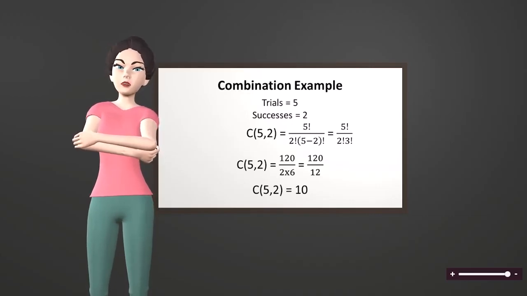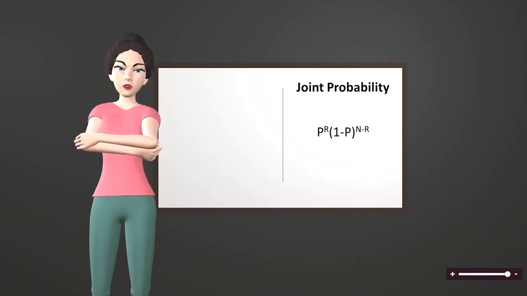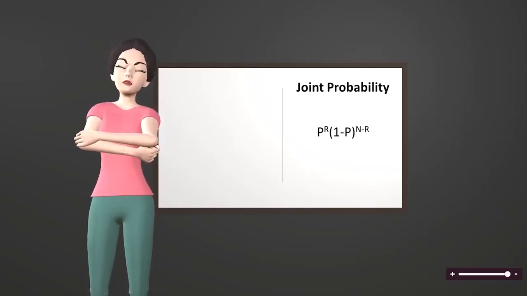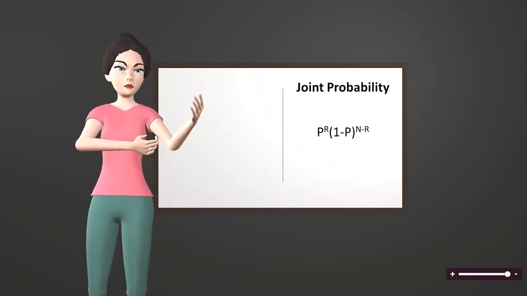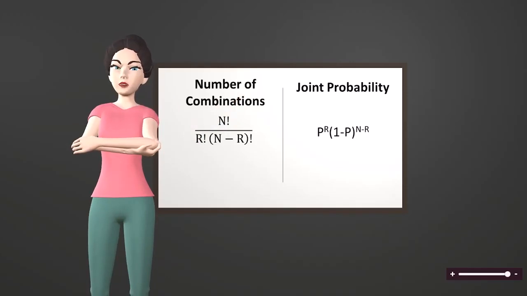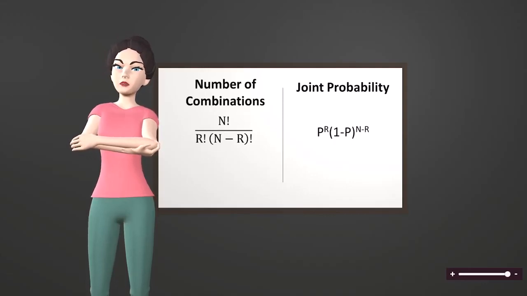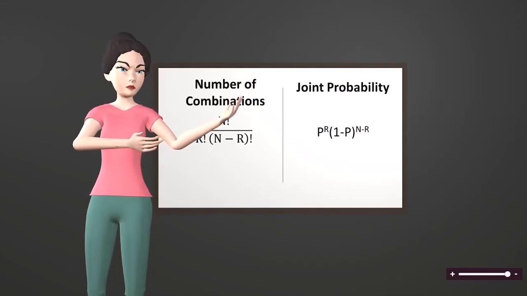Now you know how to compute the joint probability of our particular sequence that has R successes in N trials, such as failure, failure, success, failure, success, and how to compute the number of combinations in which a sequence has R successes in N trials, such as 10 ways to get 2 successes out of 5 trials.